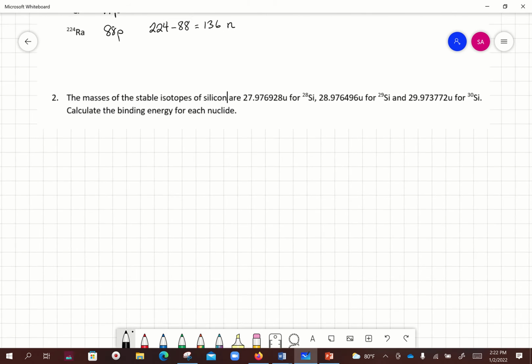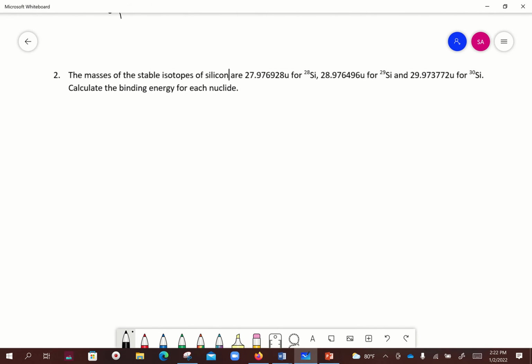Okay, let's do some binding energy calculations. So I'm told the masses of the stable isotopes of silicon are as given in atomic units. I want to calculate the binding energy for each nuclide. Okay, so remember 1 U in atomic mass units is 1.66 times 10 to the minus 27 kilograms. And we use the conversion factor that's 931.5 MeV per c squared. And you'll see in a minute how that works.